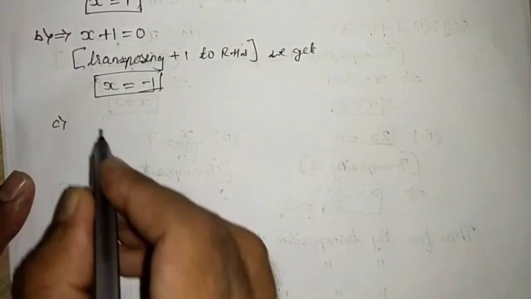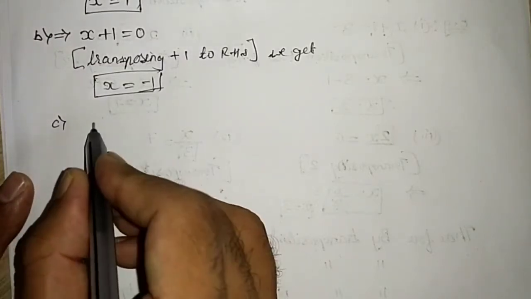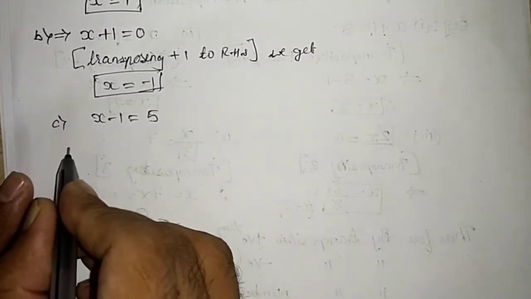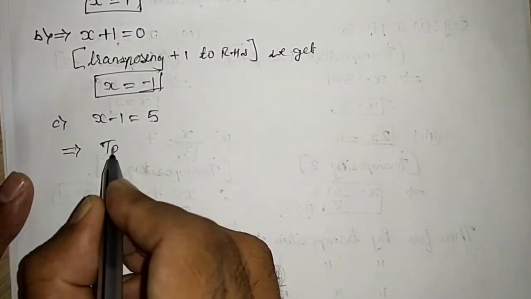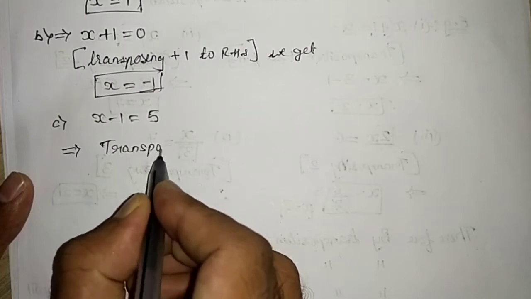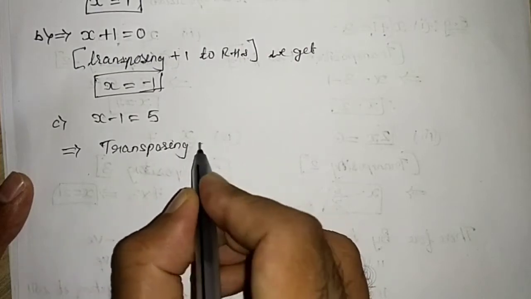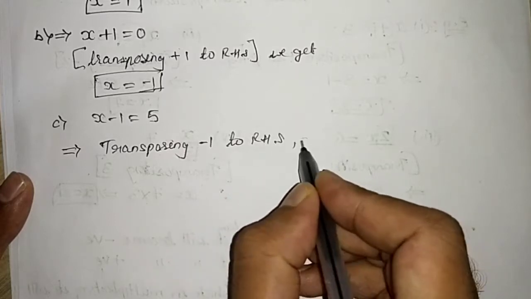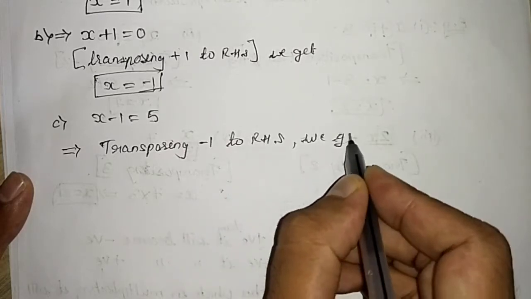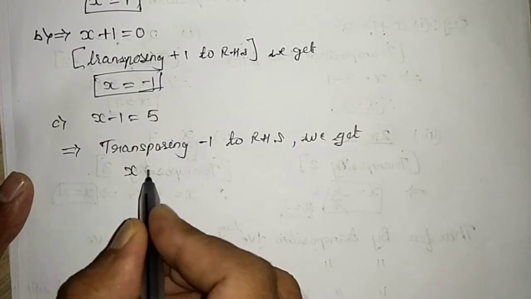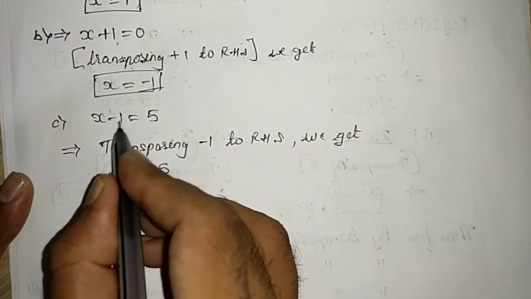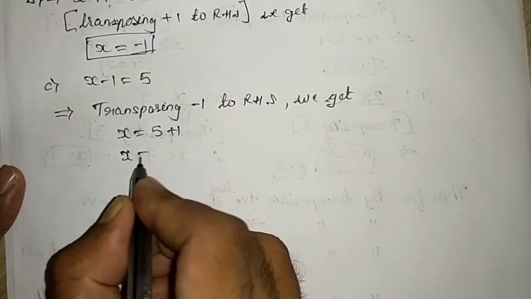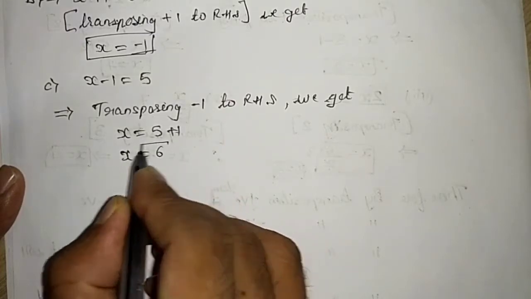Now part C has x minus 1 is equal to 5. First step, transposing minus 1 to RHS, we get x is equal to 5. This minus 1 will come here, it will become plus 1. So we will get x is equal to 5 plus 1, 6.